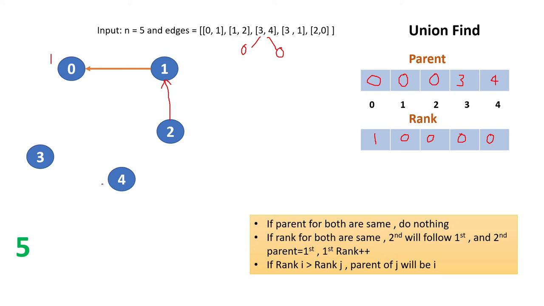So as 3 and 4 are present and both of their ranks are the same, just imagine that 4 will follow 3 and 3's rank will be increased to 1 and 4's new parent will be 3. So for 4, the parent will become 3 and the rank of 3 will be increased to 1.